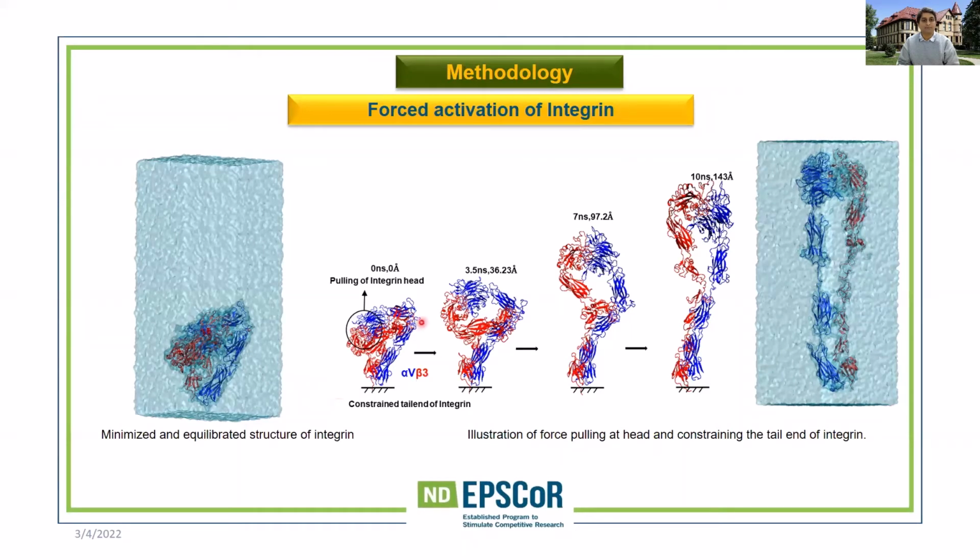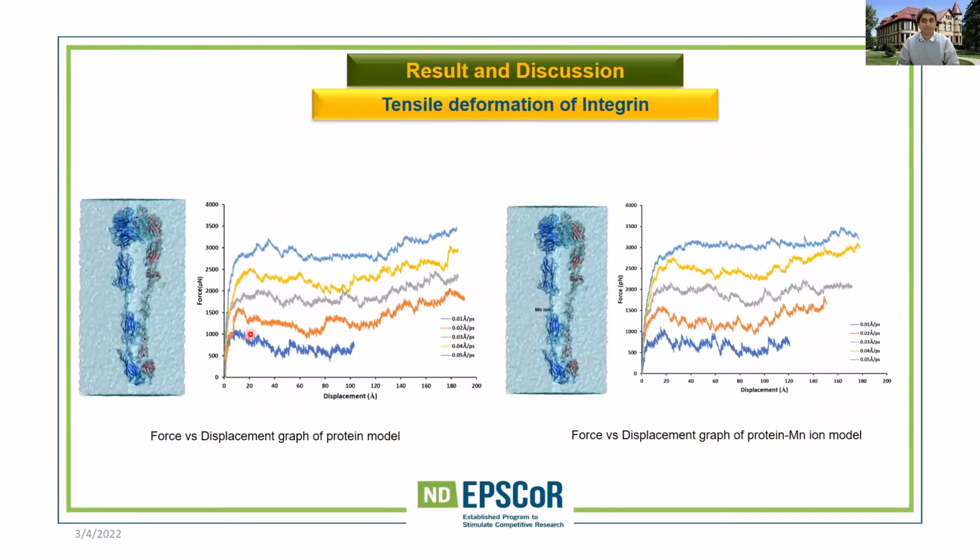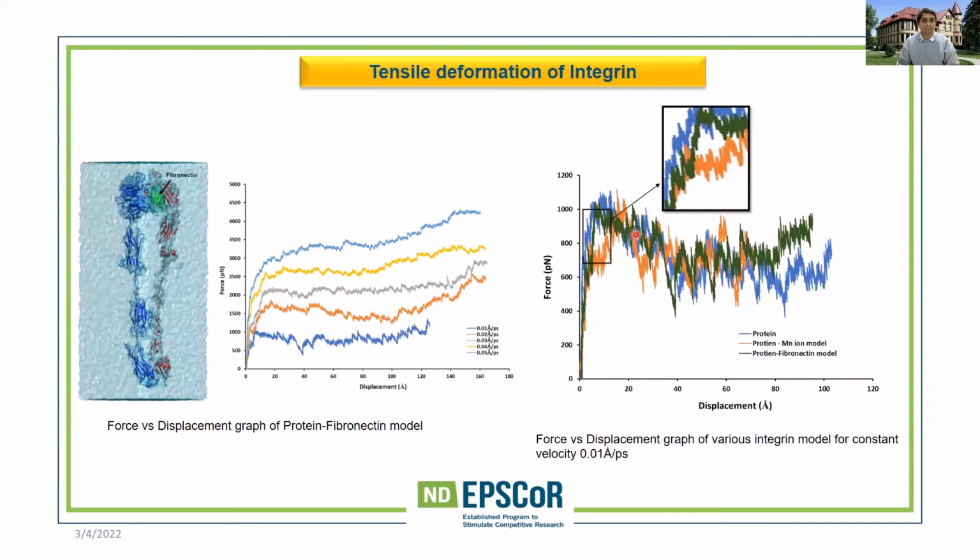Then the equilibrated model is used for the force pulling, where the tail end of the integrin is fixed and the head end of the integrin is pulled. Here, all the tensile deformations for all the integrin models are plotted, where we observed the same trend, the same stress regime for all the integrin models. At the same time, we observe that the activation of the integrin during the equilibration affects the stiffness of the integrin in initial pulling.